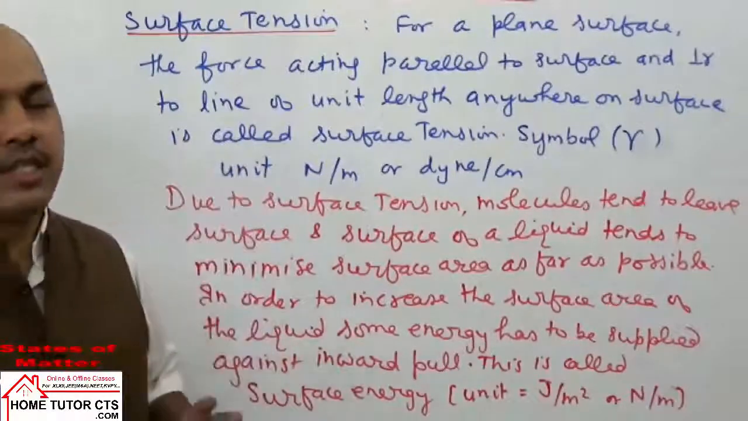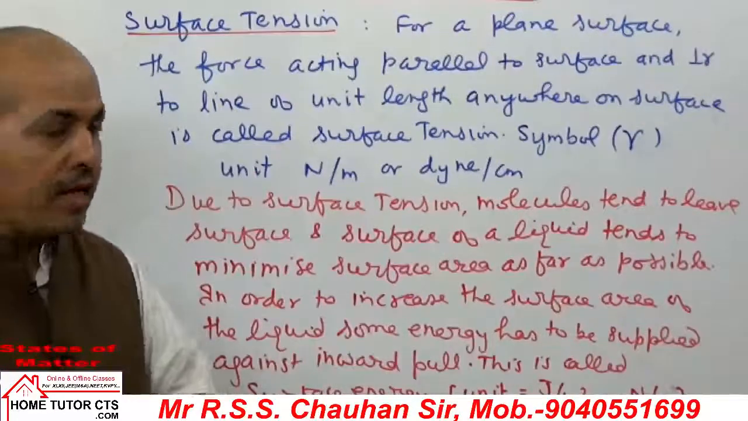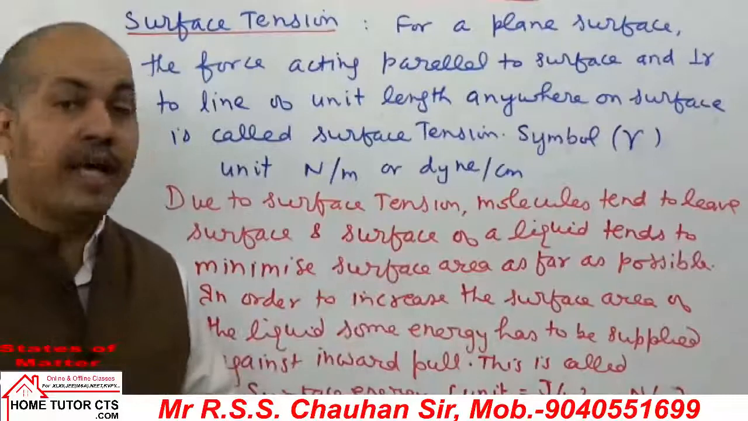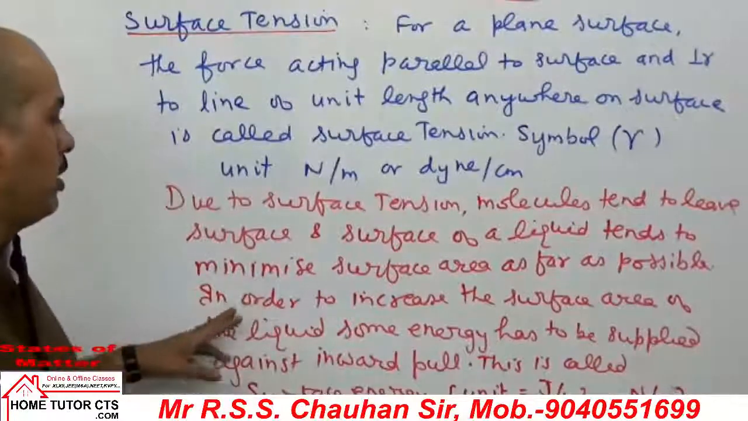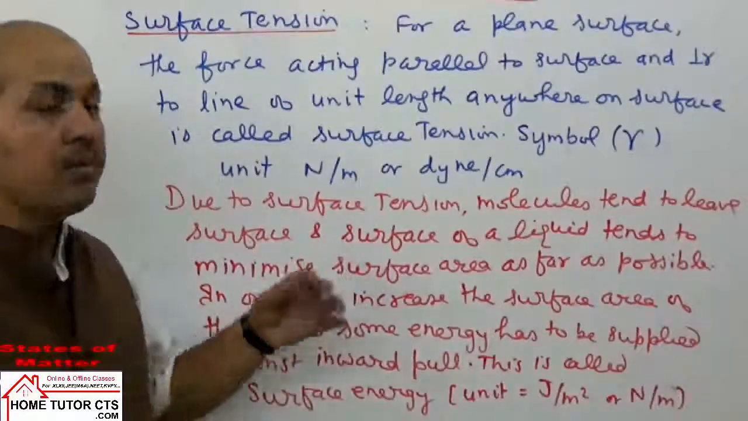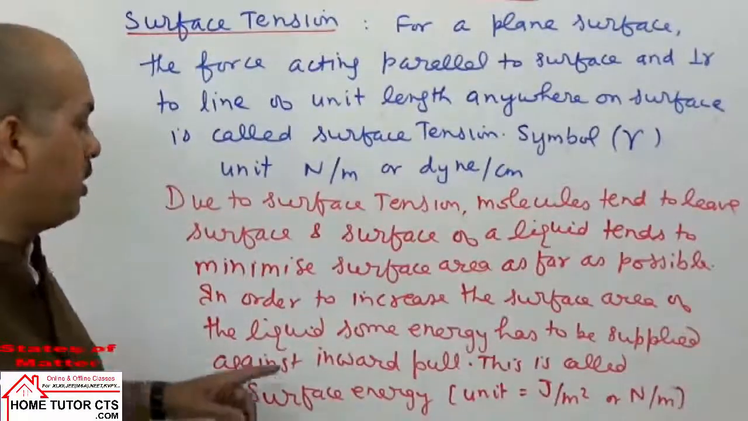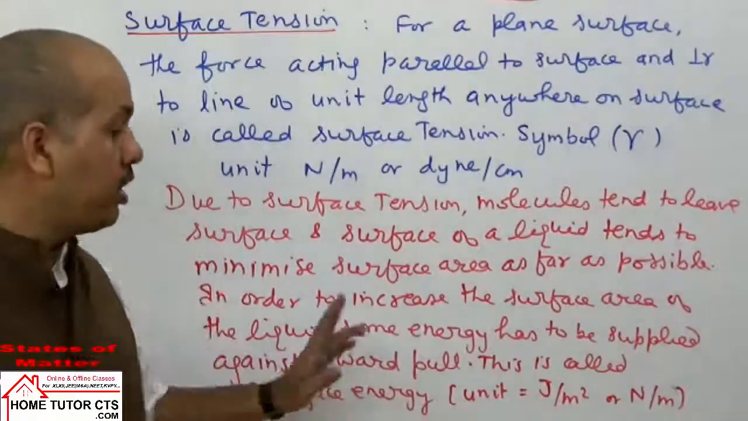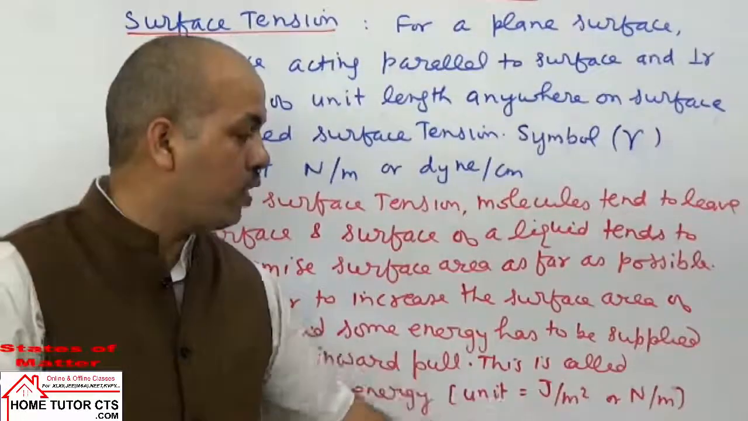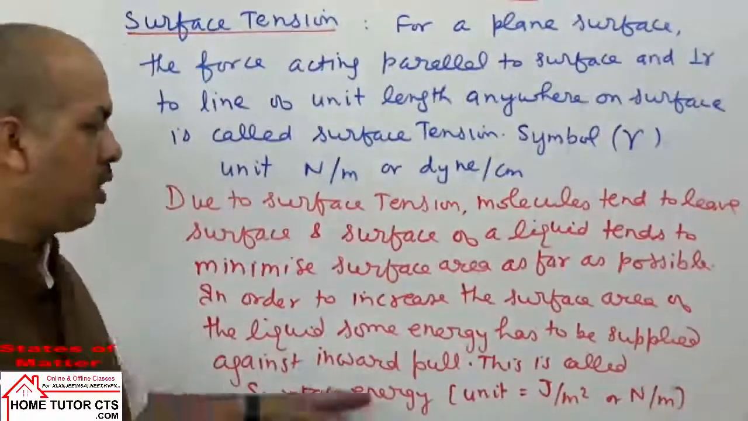Now what happens because of surface tension? Due to the inward pull, the imbalance of attractive forces, the molecules tend to leave the surface, and the surface of a liquid tends to minimize its surface area as far as possible. In order to increase the surface area of the liquid, some energy has to be supplied, because work has to be done against the inward pull. This energy is called surface energy. Its unit is joules per meter square, which is the same as Newton per meter.